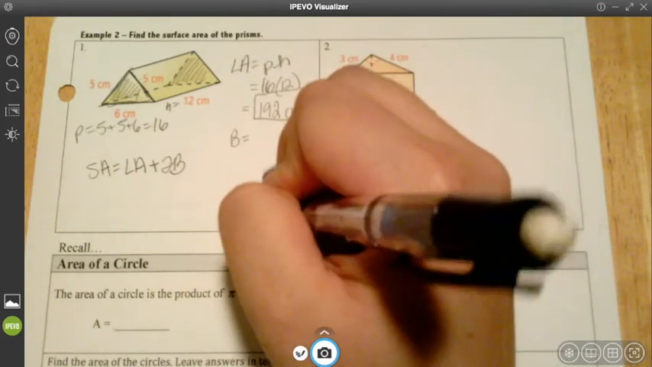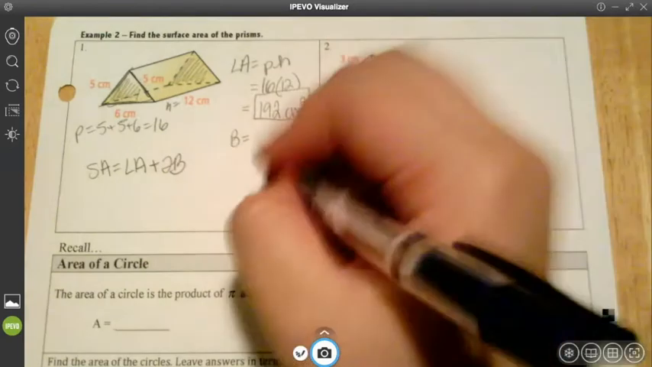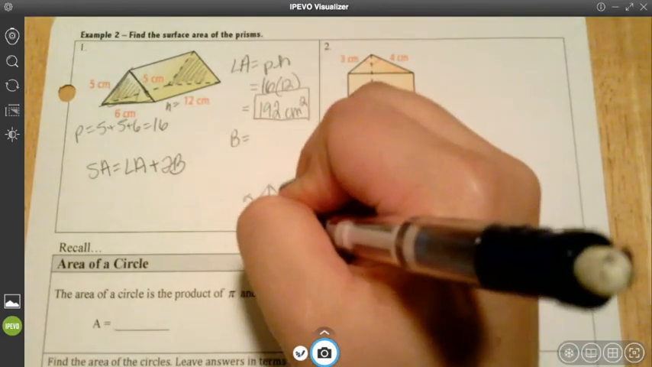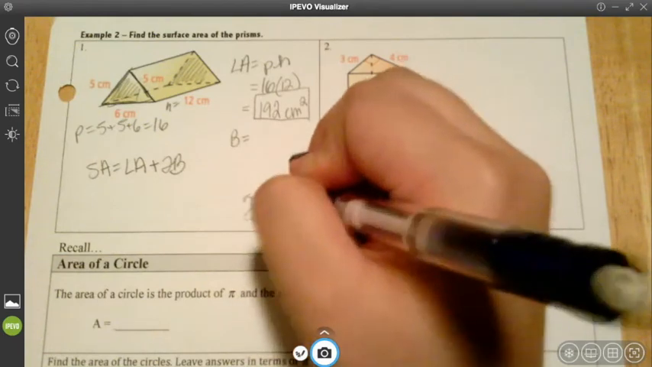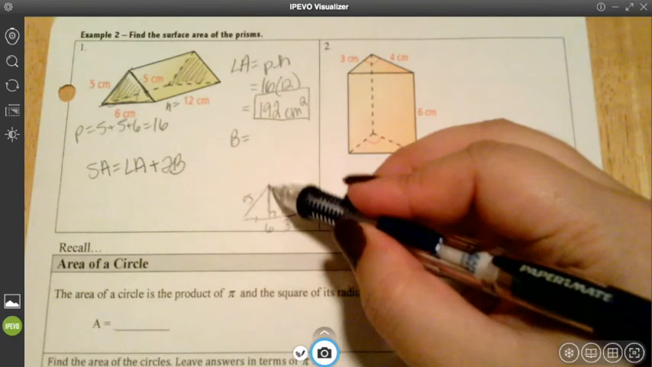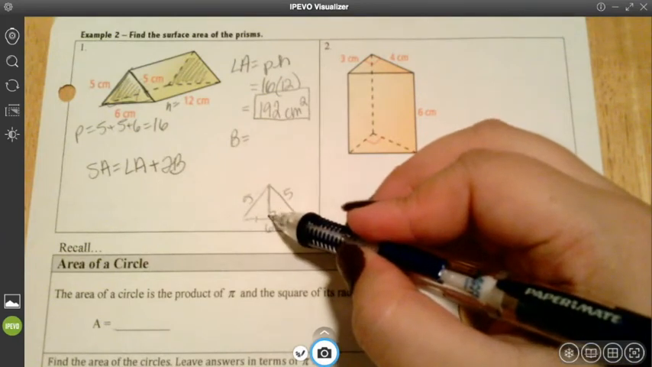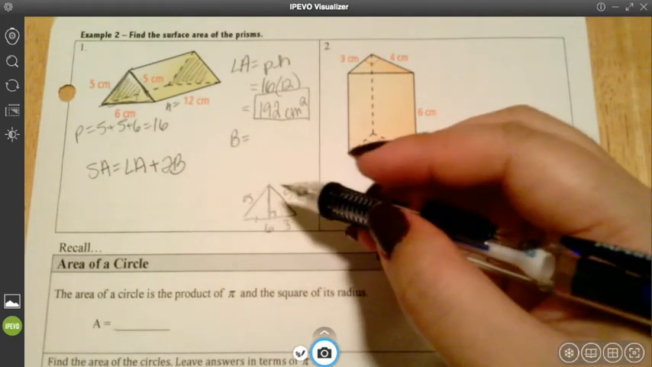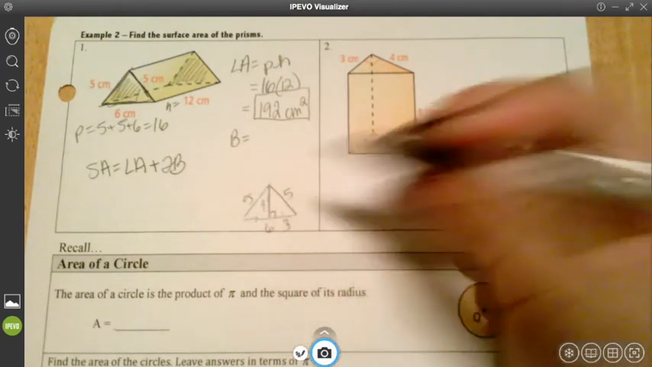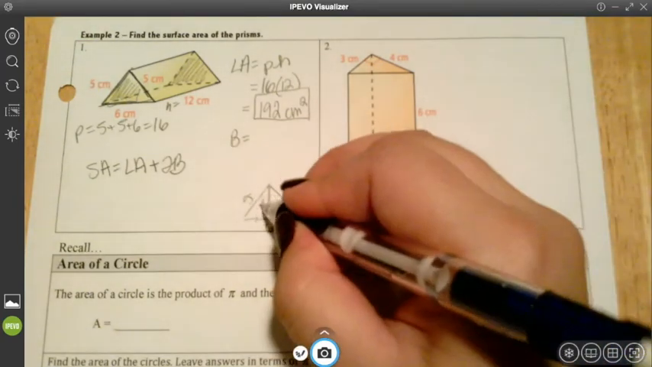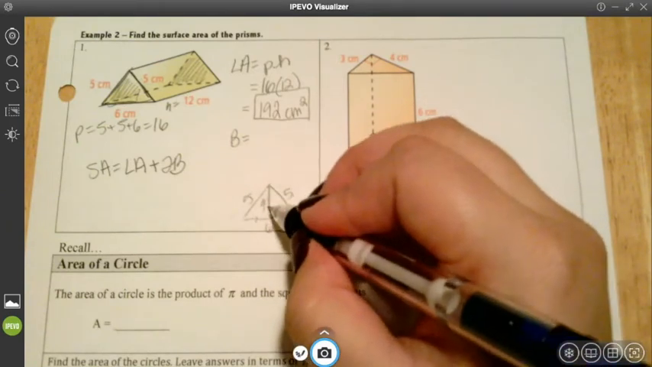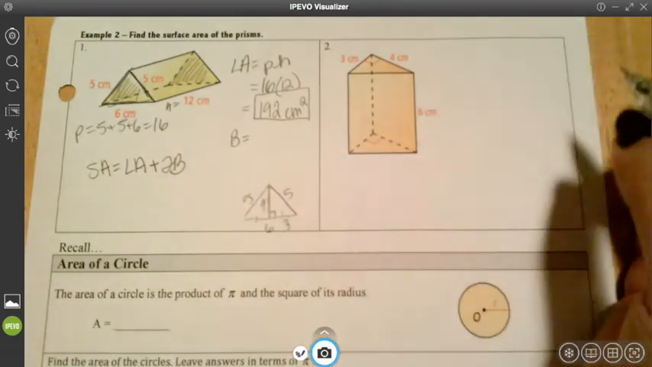If this is an isosceles triangle, then I can say that the altitude bisects the base. So I have a 3 and a 5. I need to use Pythagorean theorem or know my Pythagorean triples to find this. Now we just did this earlier. Remember we had a 3, 4, 5 right triangle. It's the same triangle here, 3, 4, 5. You can also find that by using Pythagorean theorem. I can say 3 squared plus what squared is 5 squared, and you'll find that it's 4.